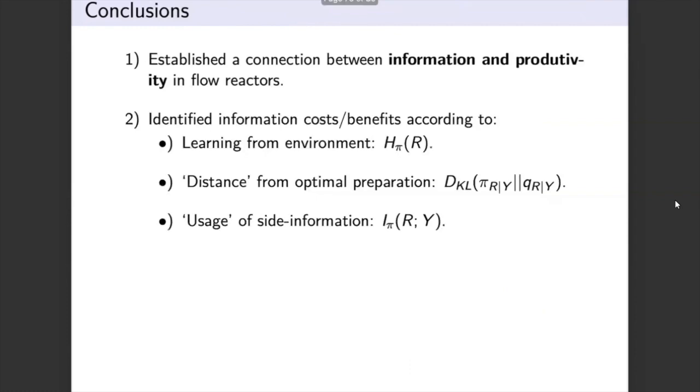And so essentially, we've established this connection between information theoretic measurables and productivity in reactor flows, thinking about autocatalytic reaction networks, very simple ones, extremely simple ones. And all of a sudden we have already seen that we can separate the different contributions as costs and benefits. And in the one that we call C, we have this nice interpretation of an entropy term, a distance from optimal preparation, and also usage of site information.